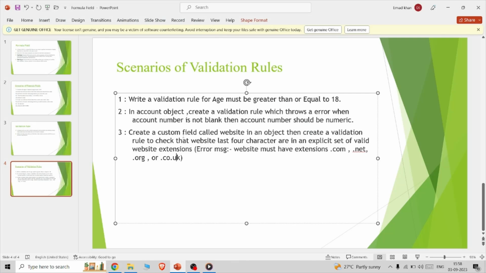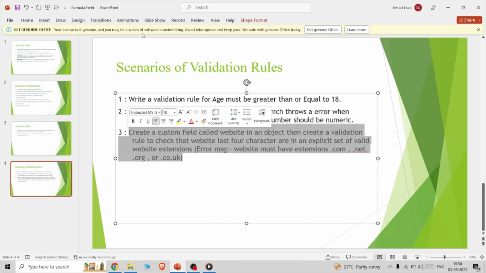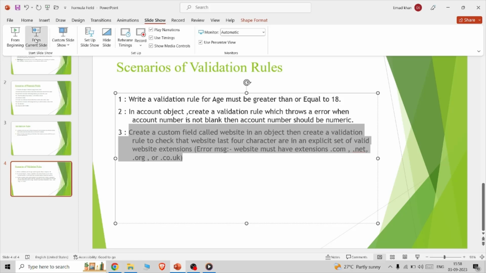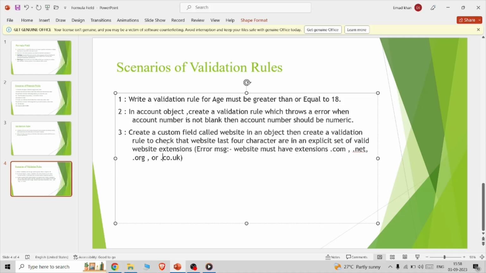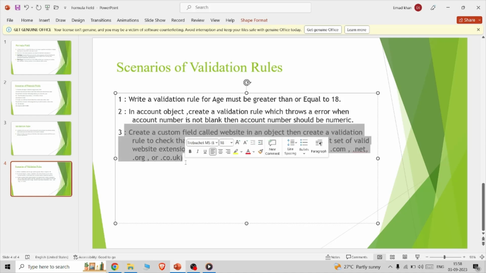Here you can see that our rule is working fine. Moving forward to our last question, that is, create a custom field called website in an object. Then create a validation rule to check that the last four characters are in an explicit set of valid website extensions. For example, if we write www.com, .net, .org or .co.uk, our record must be saved. If we use anything other than these, then the error will come.